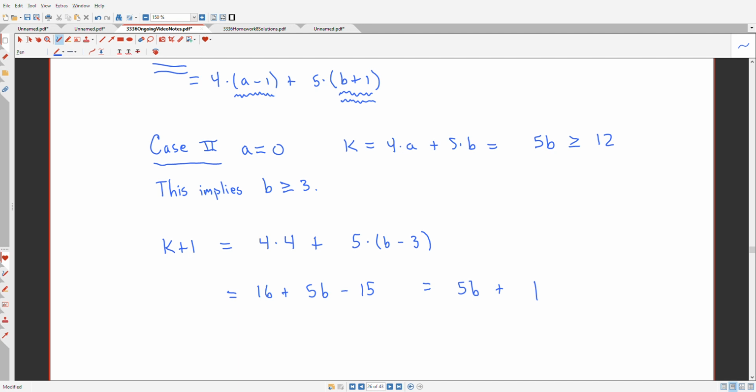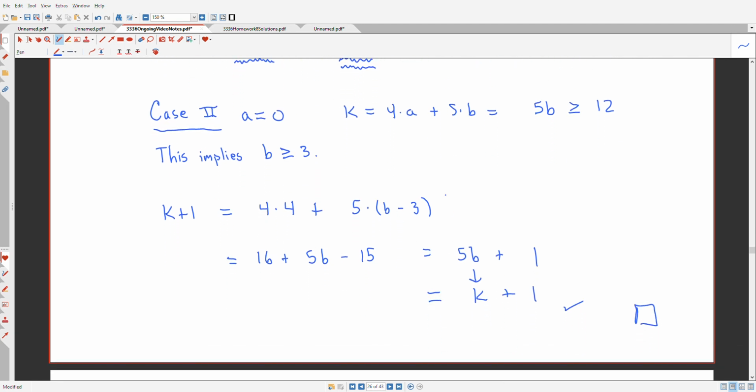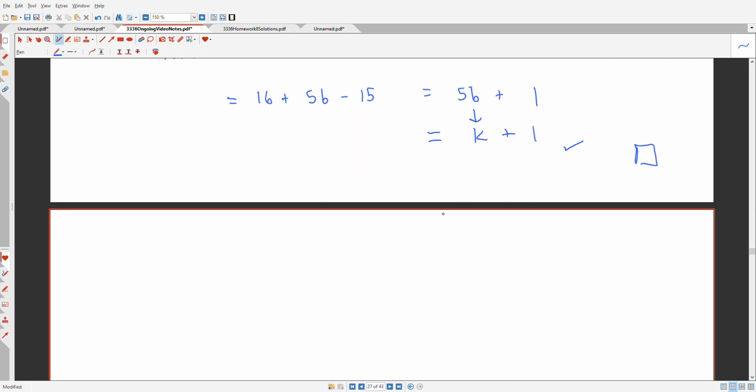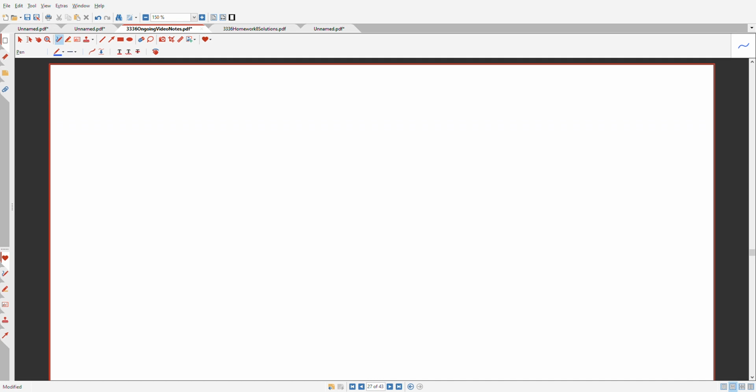And what did we know? That we assumed that k was equal to 4 times 0 plus 5b. So this was k. This guy was k. And so this finishes my proof. All right, and so that's one sort of version here of doing a proof by induction, proof by strong induction, excuse me.